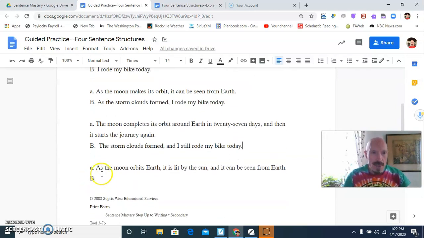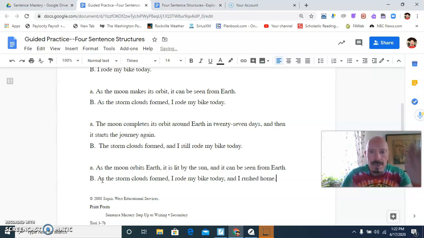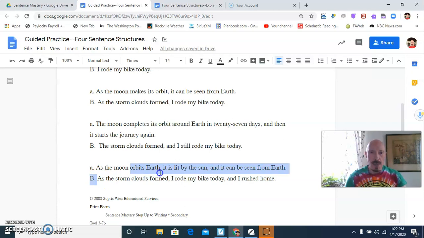Okay? And then I can throw something new in. I'm going to be a little lazy here, and you can do this too. I'm going to take my complex sentence, Control C, put it down here, Control V, and then I'm going to put a comma here and go, and I rushed home. So there I have a dependent clause, I have an independent clause, and I have another independent clause connected by a conjunction.